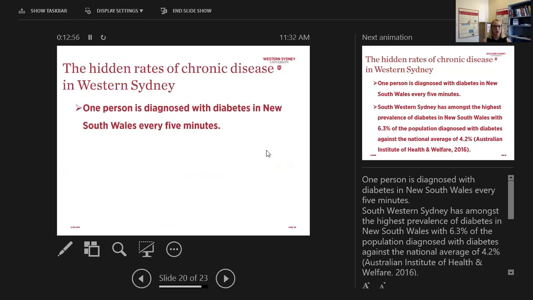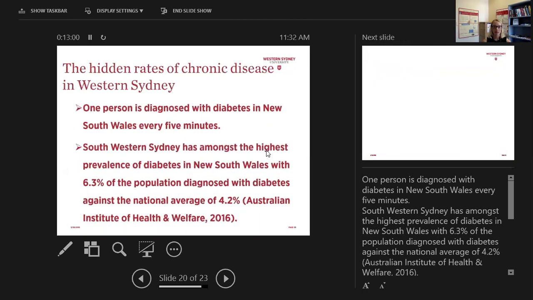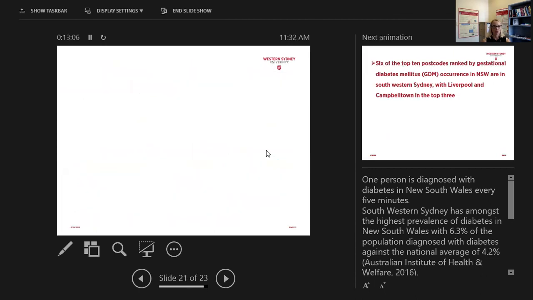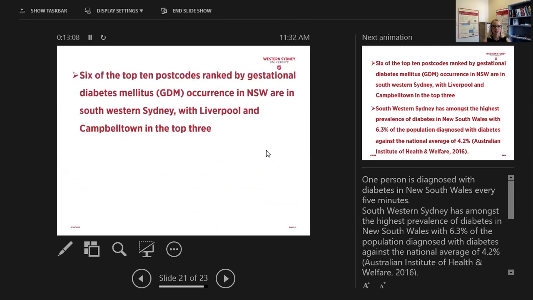We know that one person is diagnosed in New South Wales every 5 minutes, and in particular, Southwest Sydney has one of the highest prevalence rates of diabetes in New South Wales. We also know that it is in 6 of the 10 top postcodes ranked for gestational diabetes, okay? So we're not looking at older people with type 2 diabetes, we're looking at younger mothers with gestational diabetes, okay?